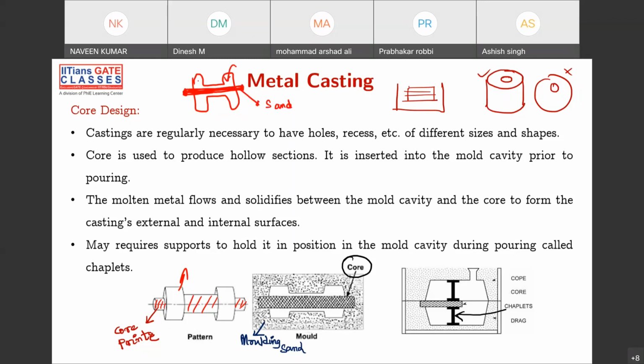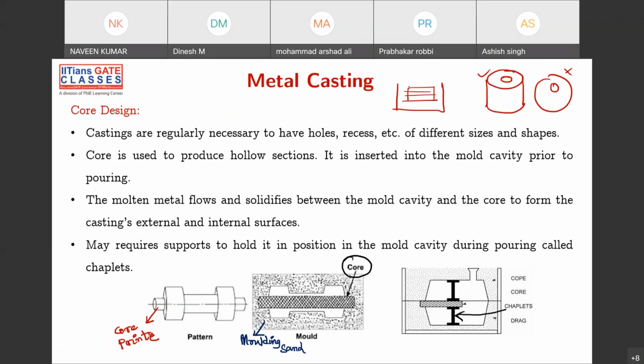So wherever it is empty, the liquid metal will be taking its place like this. It will take here. Actually, it will take around this thing. Once it got solidified, you remove this. Then a hollow section is formed. Okay, now, sir, I'll put some core material inside this so that I'll be getting hollow sections.